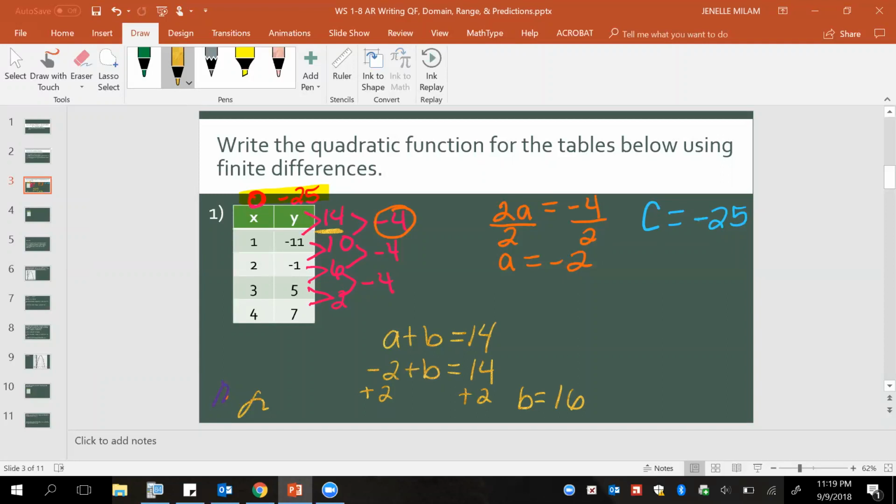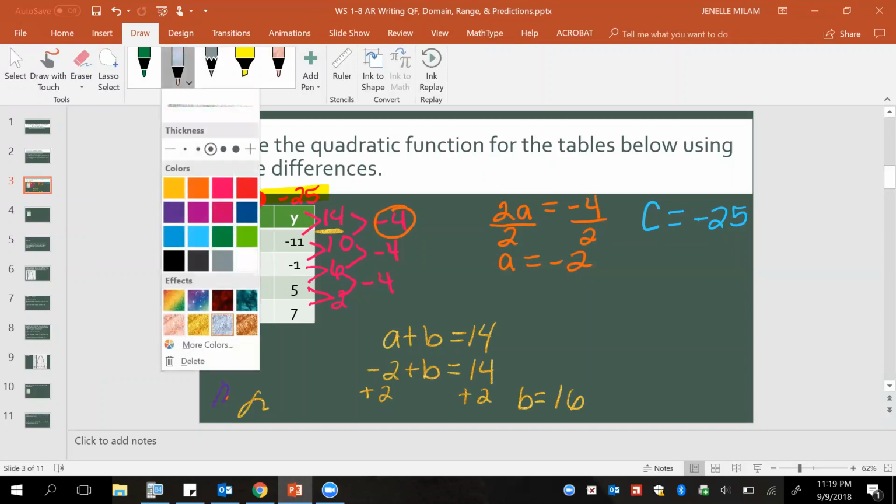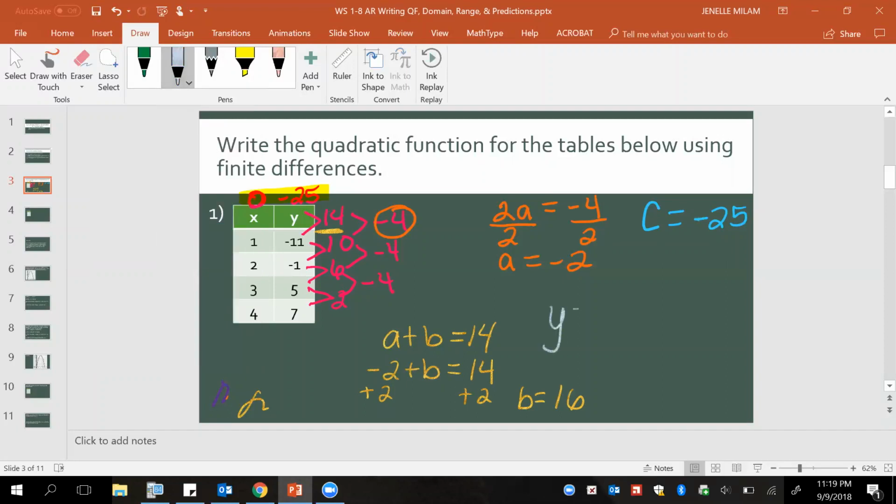So we found a, b, and c, which creates our equation. So then I'm going to write it. I've got y equals negative 2, x squared stays the same. Then plus 16x, comes from right there, minus 25, comes from that negative 25. So this is my answer right here.